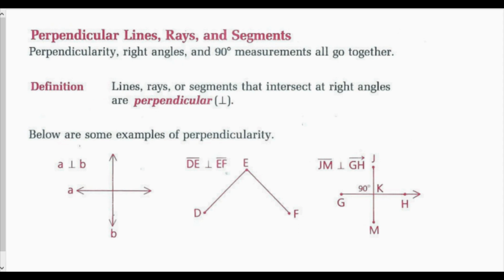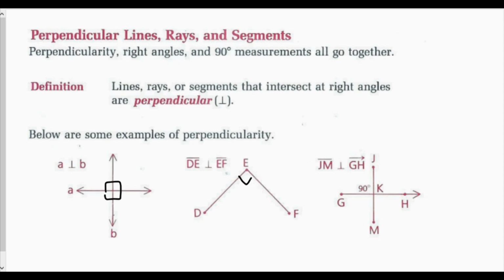So I have A is perpendicular to B. If A is perpendicular to B, that would tell me that all four of these angles are right angles, and they all are 90 degrees. Now in my middle diagram, I have line segment DE is perpendicular to line segment EF. If these are perpendicular, again, angle DEF would be a right angle. So it would also be 90 degrees.